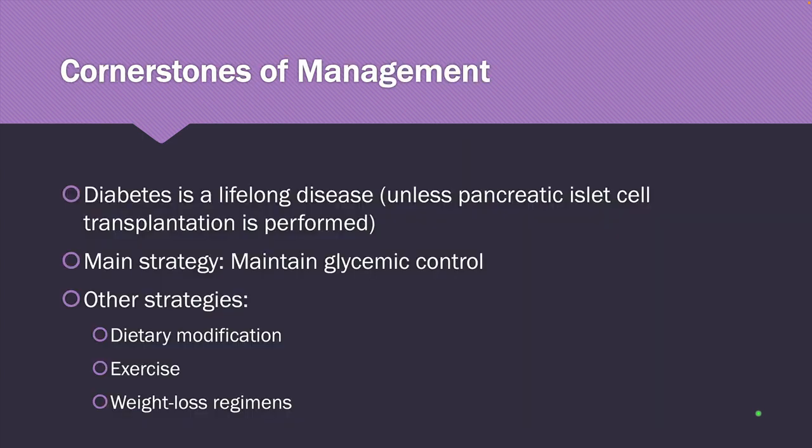So, how do you manage DM? There are many guidelines on how to do this, but the main treatment strategies are listed here. It has to be maintaining glycemic control, dietary modification, exercise, and weight loss regimens. For your main strategy, pharmacologic and non-pharmacologic treatment will come in, and those have to be advised to your patient holistically. Your patient needs to understand that DM is lifelong. You cannot stop taking medication just because your blood sugar levels are already normal.